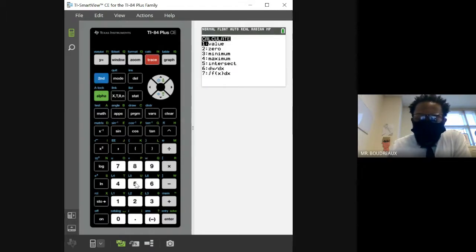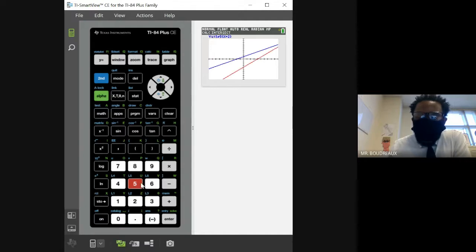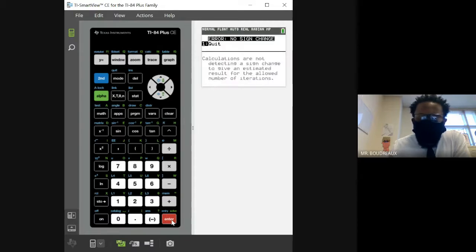Now your steps are second, trace. Okay, we want to go to the intersection. That's number 5. Wait till it draws them. Now, we don't see it, but it's heading that way. So let's see if it'll give us the intersection without having to zoom out. Gonna press enter 3 times. 1, 2, 3. Nope, didn't get it.